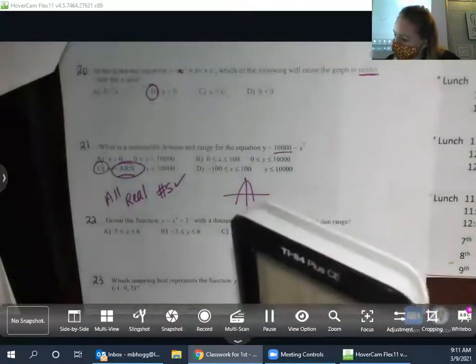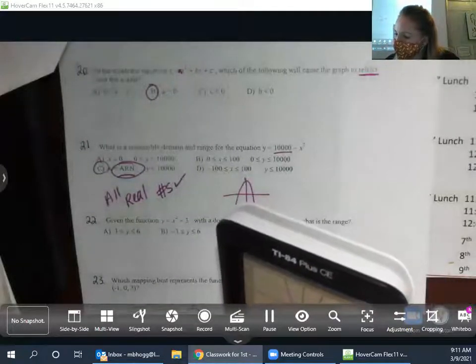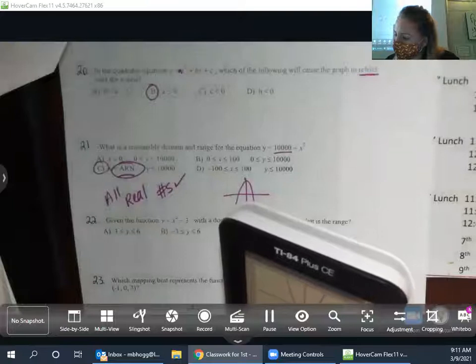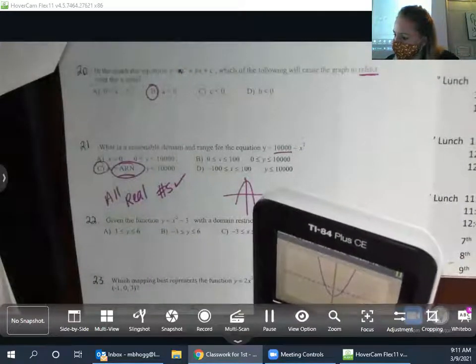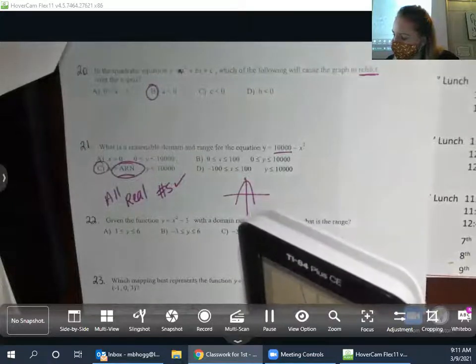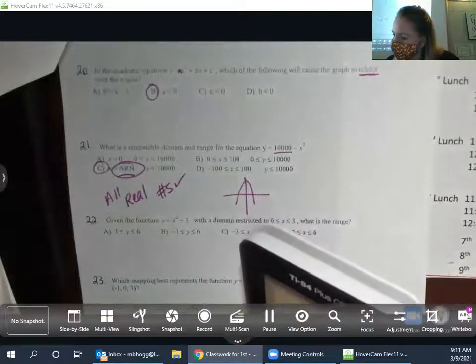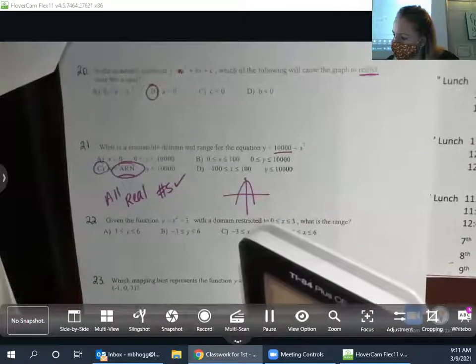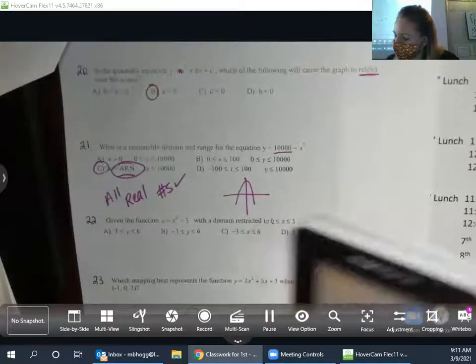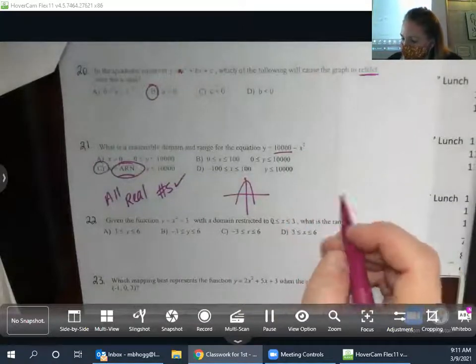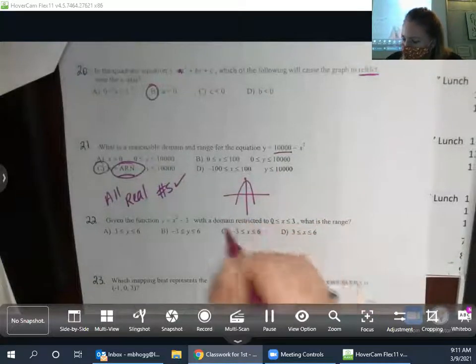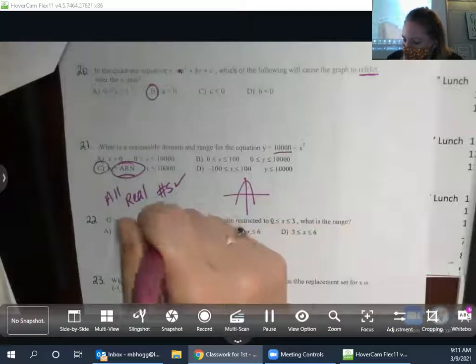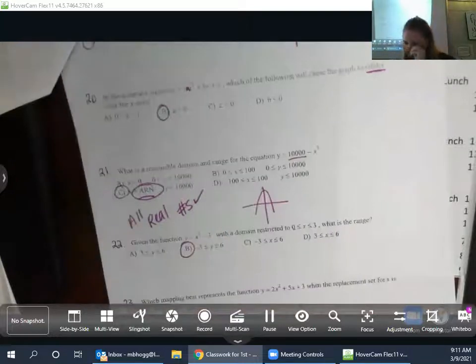What's the range? The range is -3 to like a +6, I guess. So its range is Y, so it's B. That one's dumb.